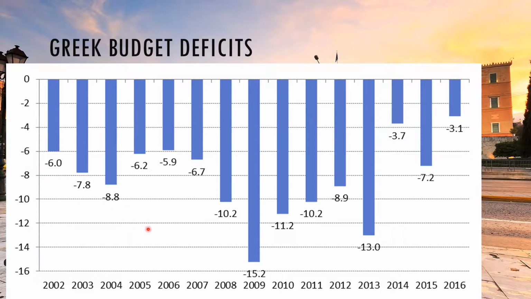So if the Greek economy is 200 billion in size, a deficit of 10% means that government spending was 20 billion euros higher than tax revenues in that particular year. And we can see that there's been accumulation of budget deficits over quite a number of years. One of the current Greek government targets is, in the next couple of years, to reach a surplus.